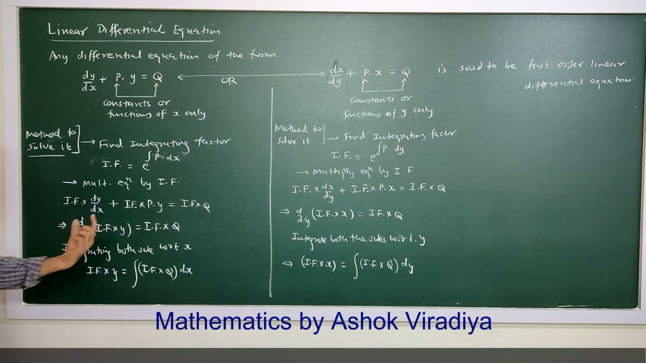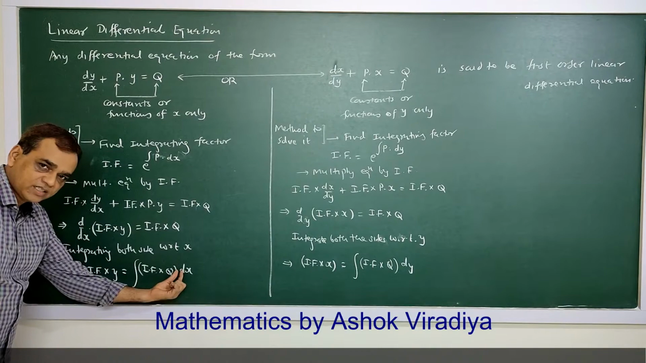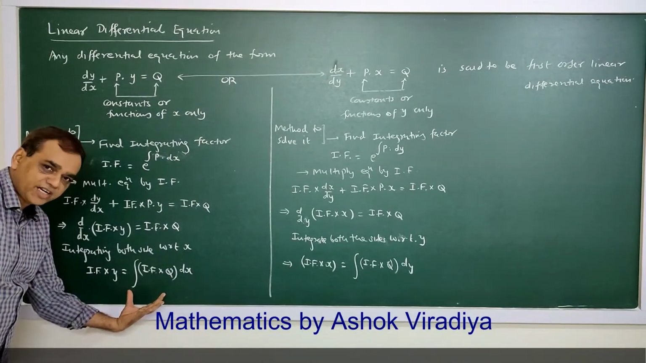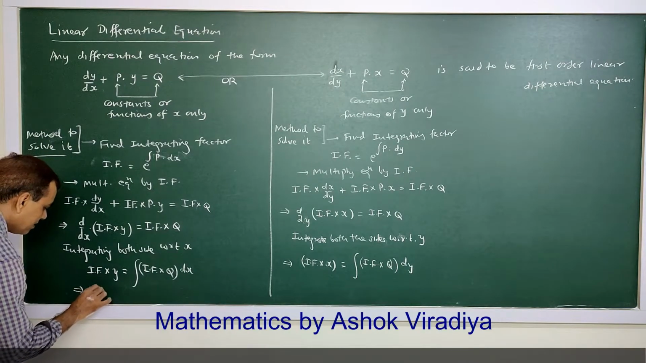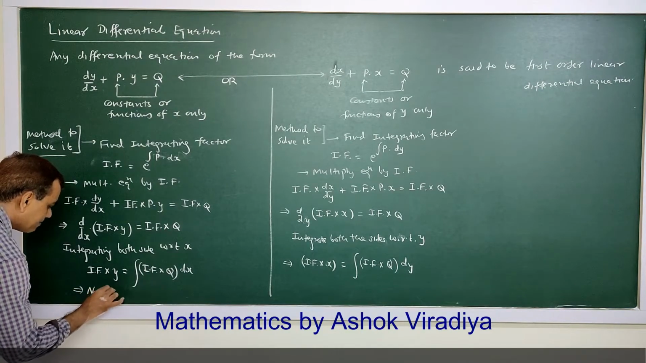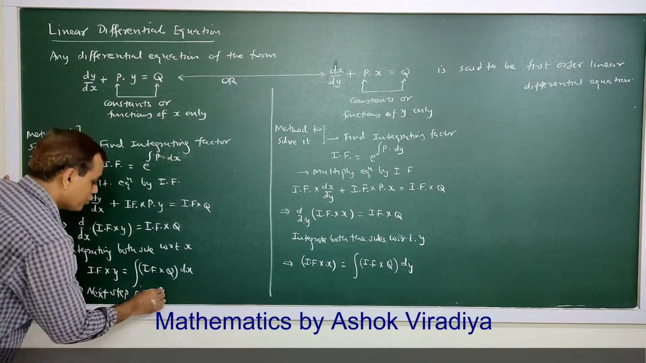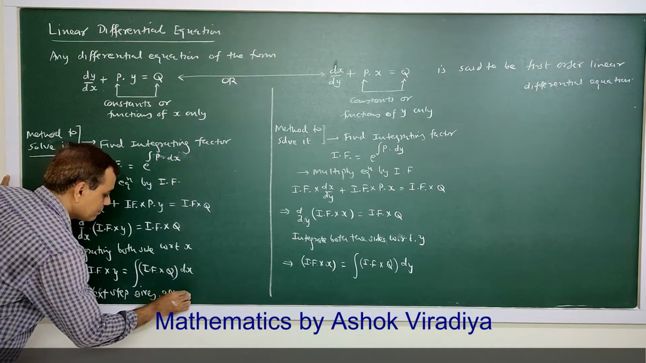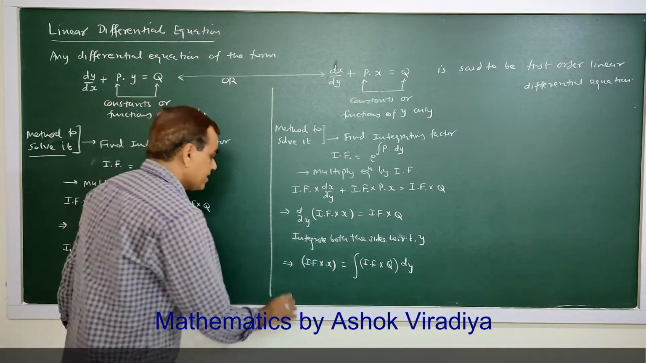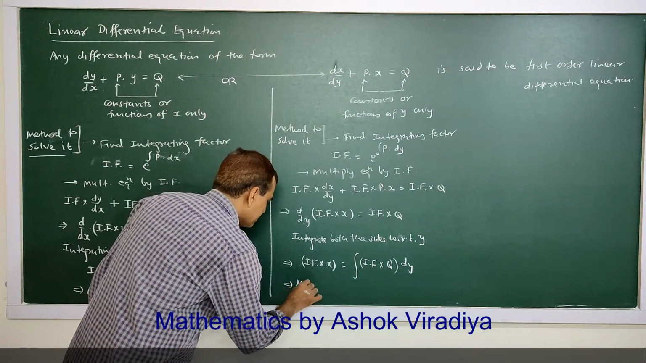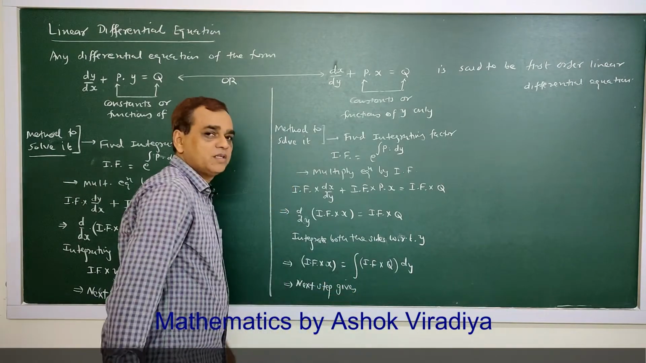And then integrating the RHS with respect to x, putting the integral on the right hand side, then in the next step it gives the general solution. Similarly here, the next step gives the general solution.